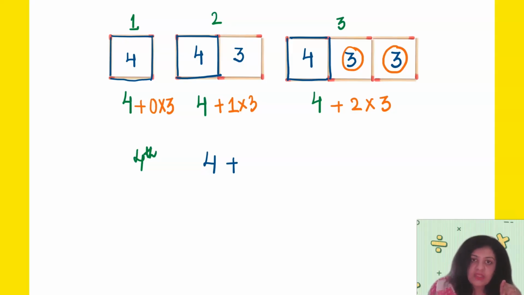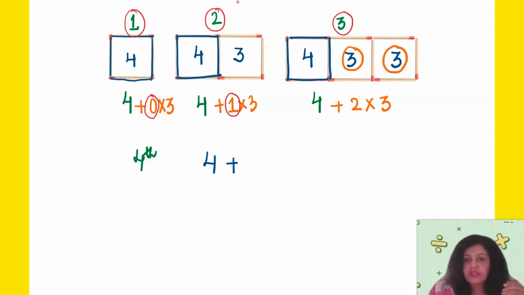So let us try to see the pattern here. For the first figure, there are 0 groups of 3. For the second figure, there is 1 group of 3. For the third figure, we have to add 2 groups of 3. So for the fourth one, how many groups of 3? Yes, it will be 1 less than the figure number, that is 3 groups of 3.